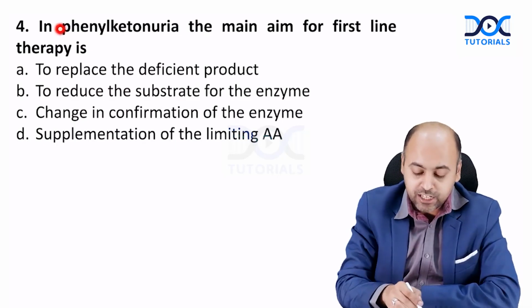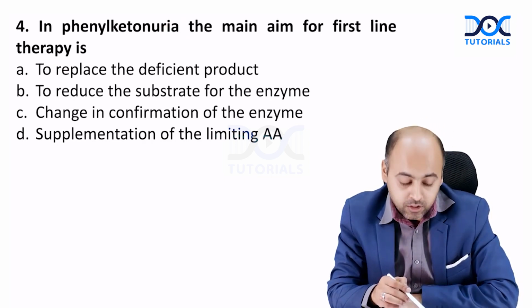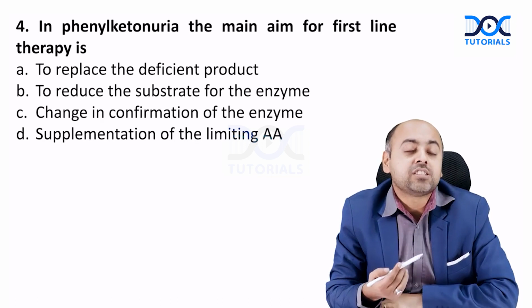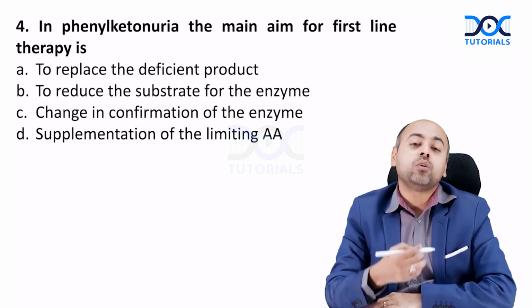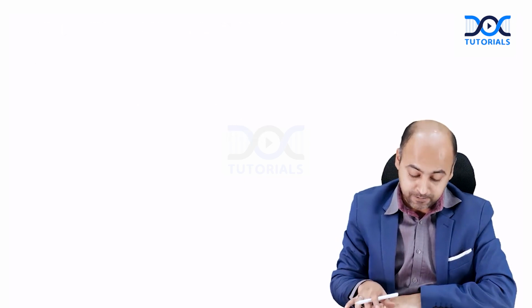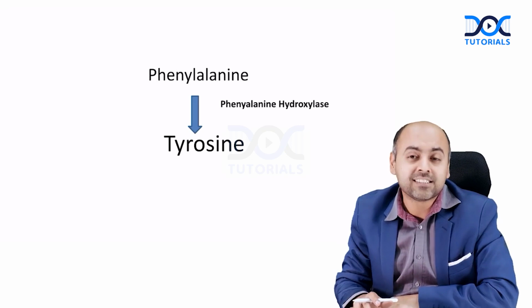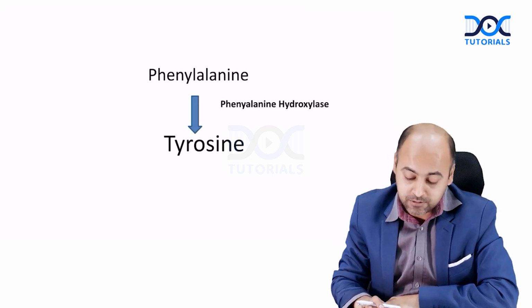Another question on phenylketonuria, the main aim for first line therapy. So before we read the options, you have to understand what is the problem in PKU and how we are approaching to treat this condition. So what happens? The phenylalanine normally gets converted to tyrosine by the enzyme phenylalanine hydroxylase.